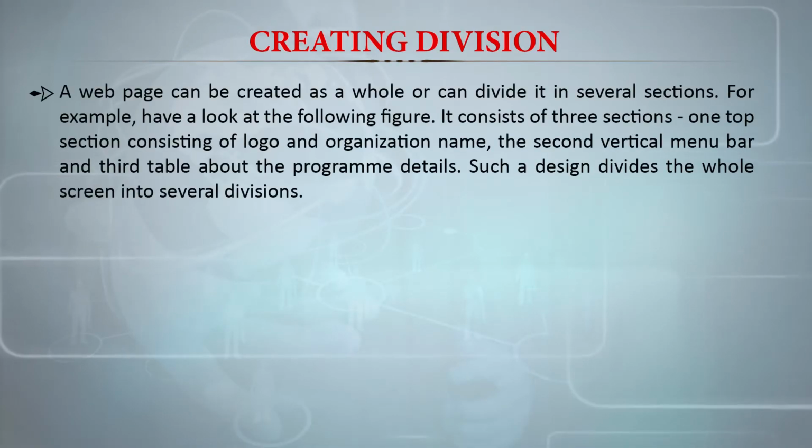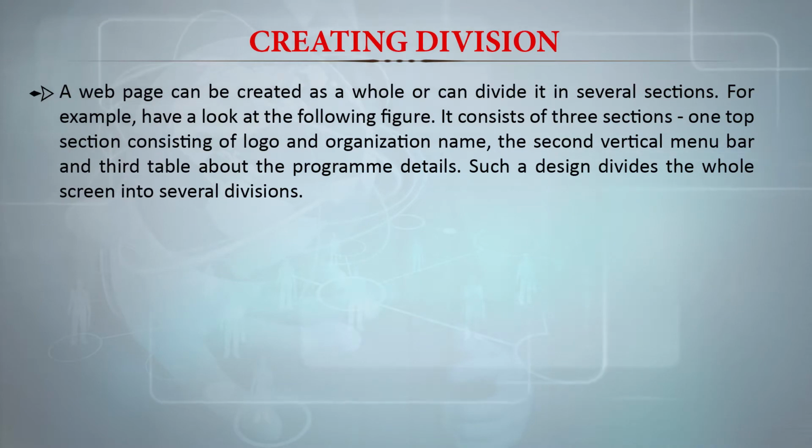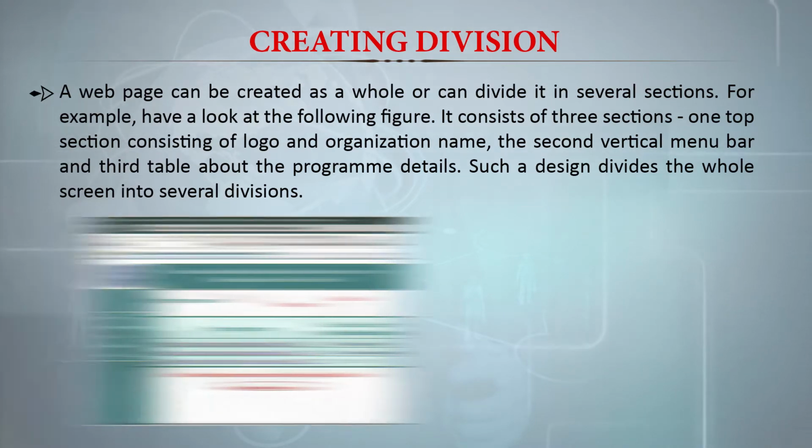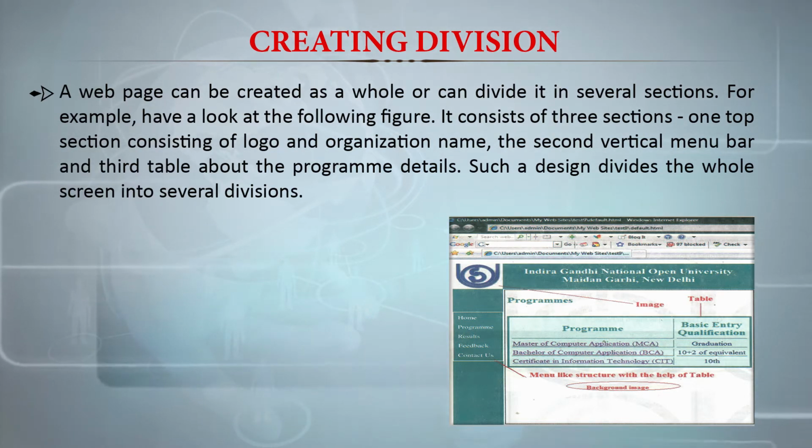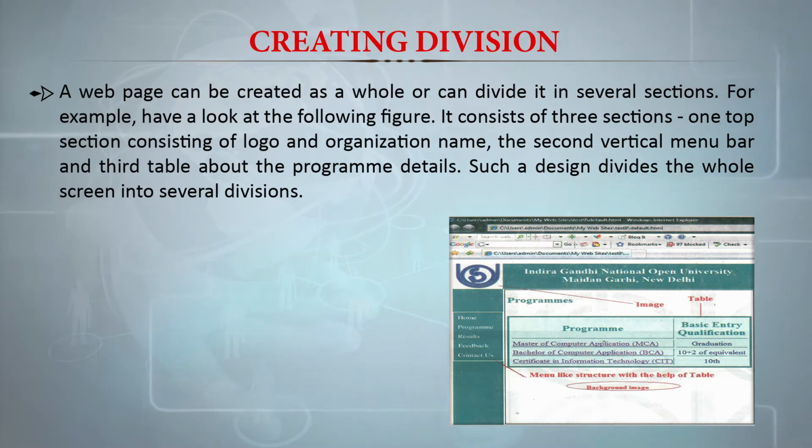So how to create a division in the web page? This is the first stage. A web page can be created as a whole or can be divided into several sections. For example, if you have a look at the figure, it contains three sections: one top section containing the logo and organization name, then the second, a vertical menu bar, and the third, a table about the program details.